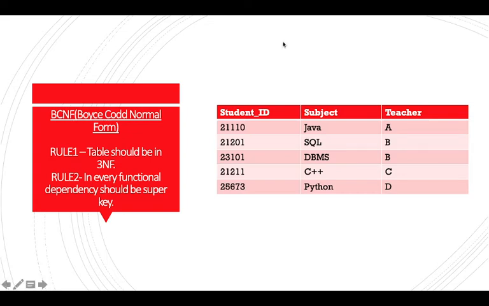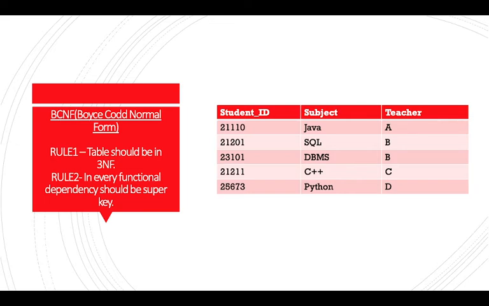We are now going to talk about our last normal form, which is BCNF, the full form of which is Boyce Codd normal form. It is basically an extension to our 3NF, but with little stricter rules. The rules are a bit stiff here.